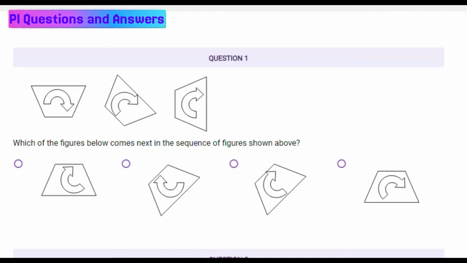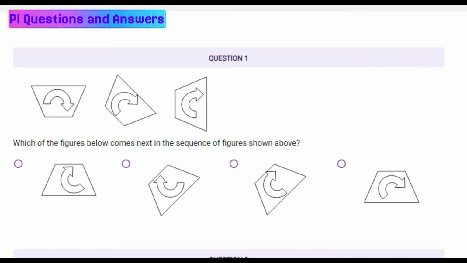Question number 1. Which of the figures below comes next in the sequence of figures shown above? The sequence shows a pattern where the shape rotates 90 degrees clockwise. The internal arrow remains in the same relative position to the shape.